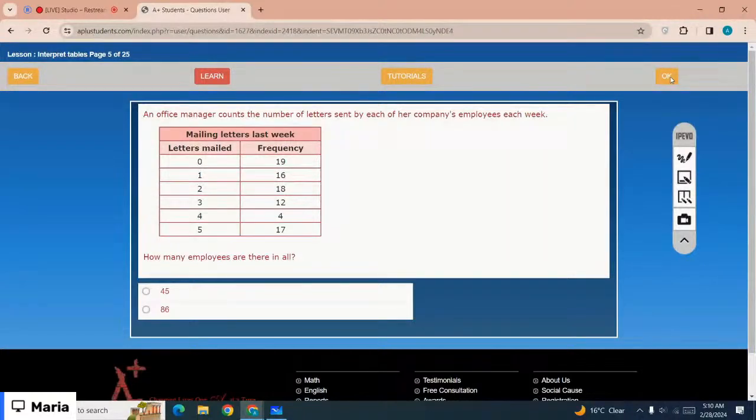So, that means you need to add all the frequency values, right? So, let's just add that: 19 plus 16 plus 18 plus 12 plus 4 plus 17. The sum is 86. That means the total employees in the company are 86, right? The correct option is 86.